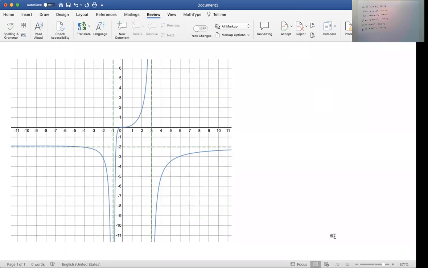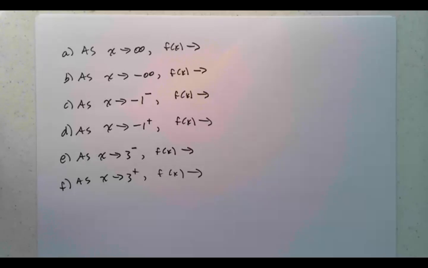So what we have here is a graph, and we want to do some analysis of this graph. So what's the first question we're asking? As x goes to infinity, f of x goes to what? So as x gets very large, what is the function doing? What are the y values doing?